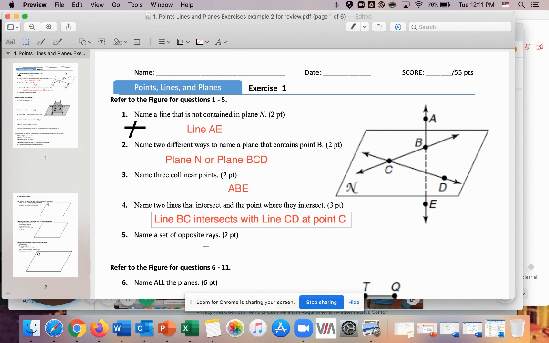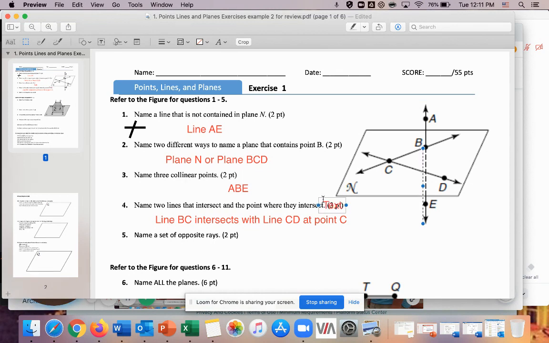Name a set of opposite rays. A ray goes off in a direction, and it has a starting point. So BA would be a ray. See how it starts here at B and then goes all the way past A. At the same time, an opposite ray of that would be BE, because it starts at B and then goes all the way down to E and keeps on going forever. It's important that you use the endpoint to start with.